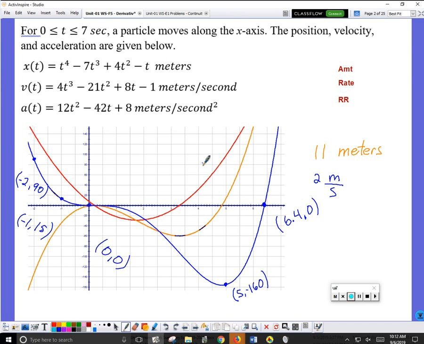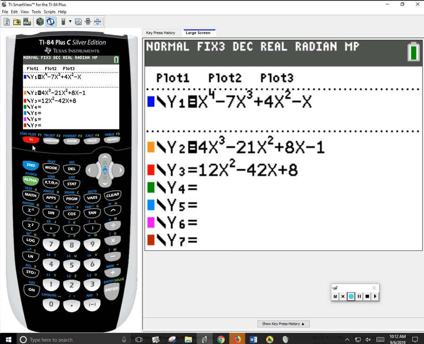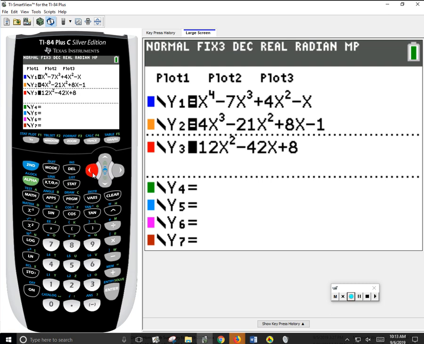A couple of things I've noticed so far. In this class, it's crucial that you get the window to be what you want. Some people are not acquainted with the following feature. I've got three equations entered, but I've currently set the calculator to only plot two of them. Down here, you need to highlight the equal sign and press enter to turn it on. That's one thing to remember. If you want to change the colors, that's totally up to you. Just highlight the color and press enter.